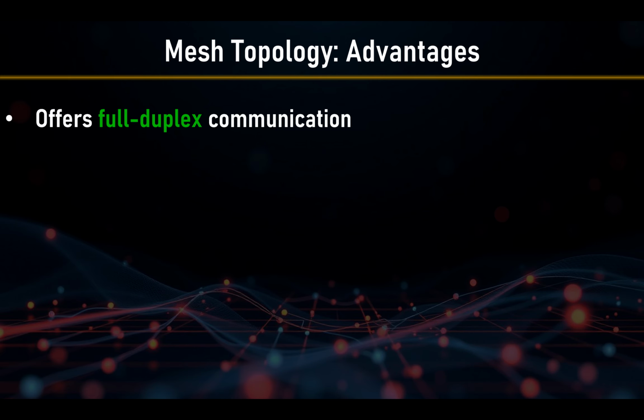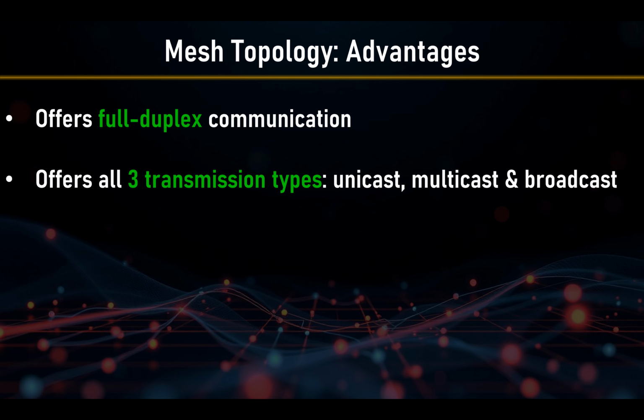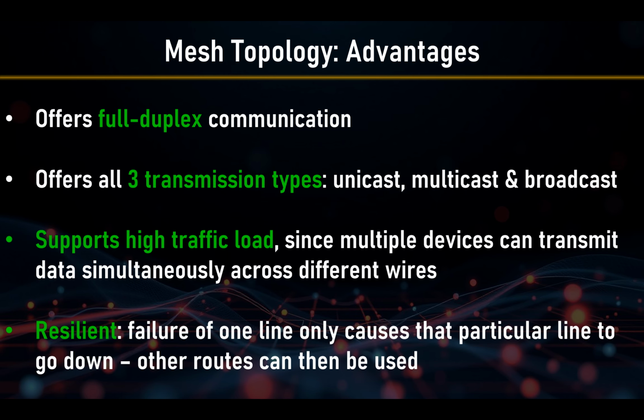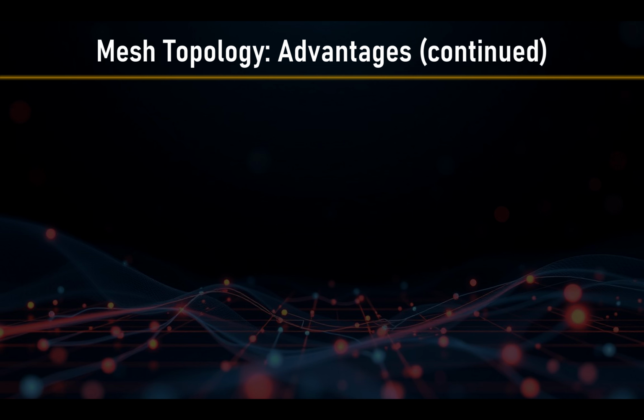Alright, so let's look at the advantages. It's going to offer full duplex communication, and of course it's fast and reliable. It's going to offer all three transmission types: unicast, multicast, and broadcast. It's going to support high traffic load, and again, that's because you've got the direct connections, so multiple devices can transmit data simultaneously across different wires. It's also resilient, because if one of the wires breaks, then you can of course reroute a different way.